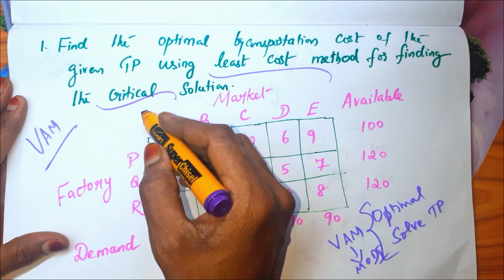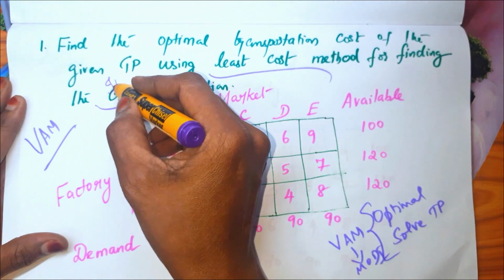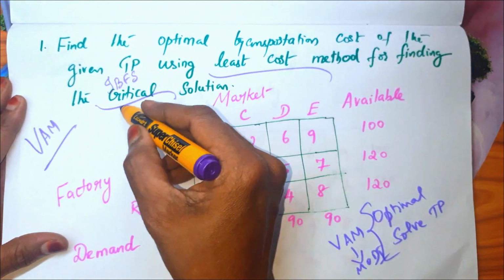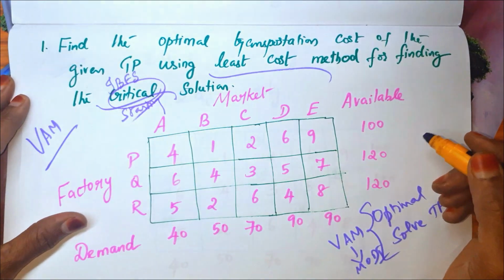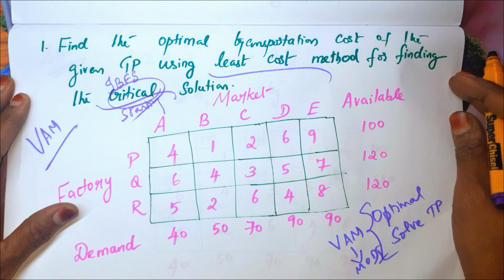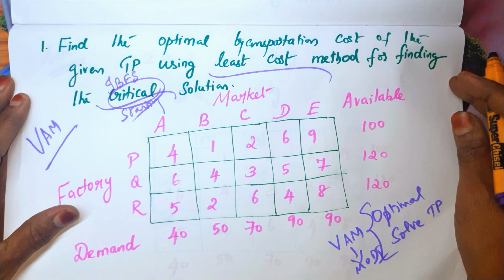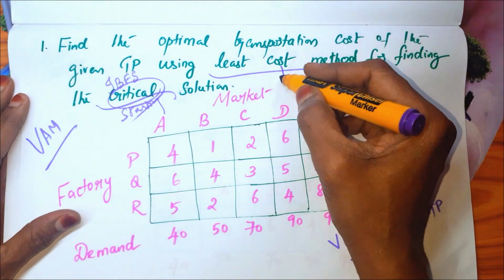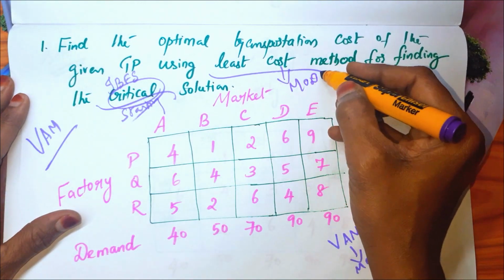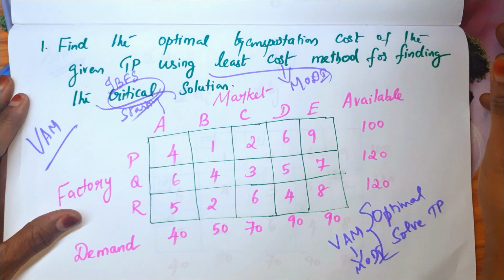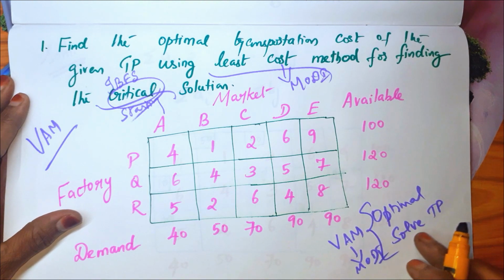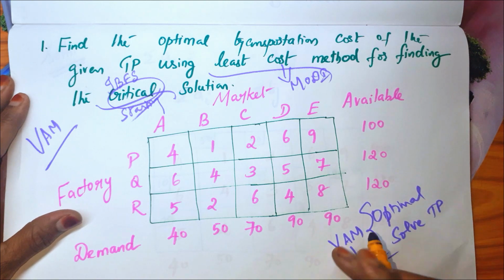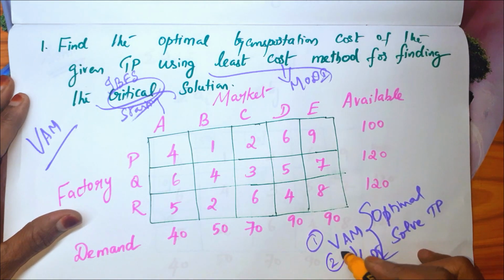What do you mean by a critical solution? It is the initial basic feasible solution or starting solution. It has a different name, critical solution. So for finding the critical solution, we have to use the least cost method, and from there proceed with the MODI method. First least cost method, then MODI method. Is it clear? I repeat, if they simply ask you to find the optimal solution or solve the given TP, first we apply VAM, then the MODI method.